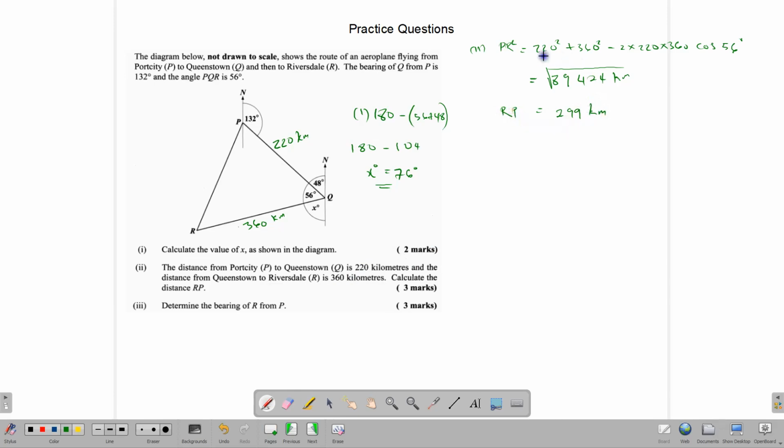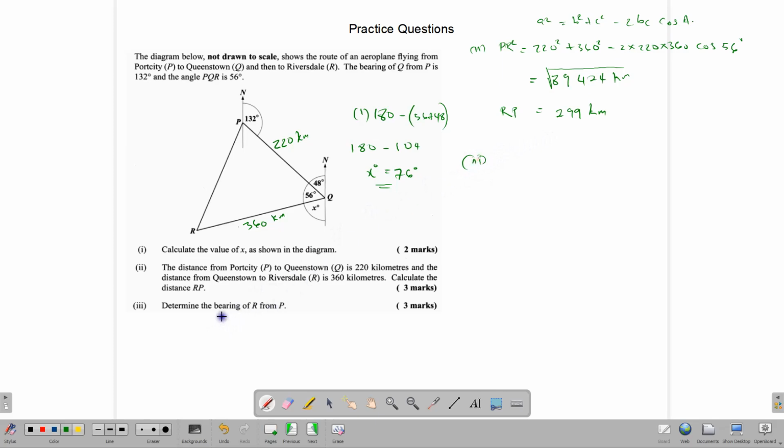299 kilometers. Use the cosine rule. Remember, the cosine rule is a squared is equal to b squared plus c squared minus 2bc, in this case, cosine A. Type it into your calculator, find the square root, and that should be your answer there. And now we get to part 3.